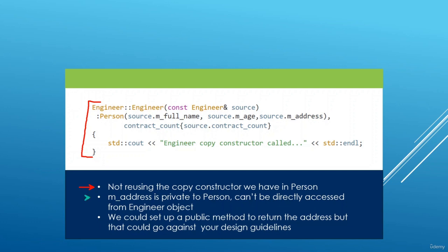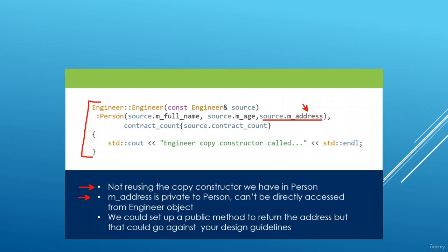Another thing is that the m-address member variable is private to person. So if we try and use it like this, we're going to get a compiler error. Again, it is possible to set up a getter that could return that, and we could use that getter in this place. But this is bad design. We are really forced to set up a getter that is possibly only used in this place. That's bad design. We don't want to do something like this.